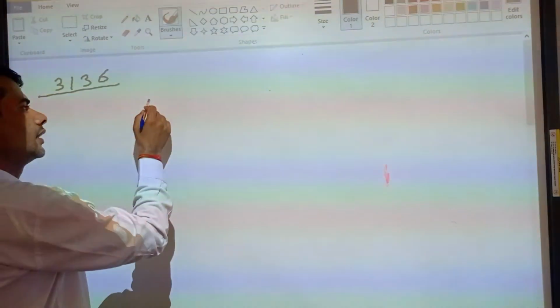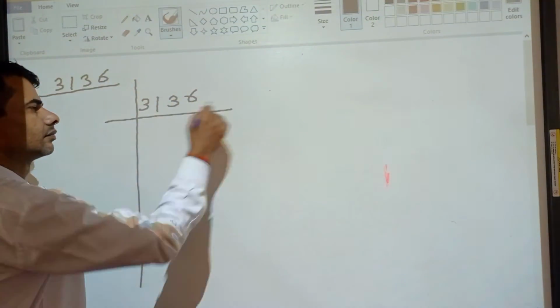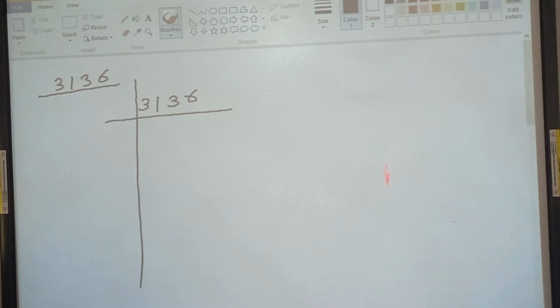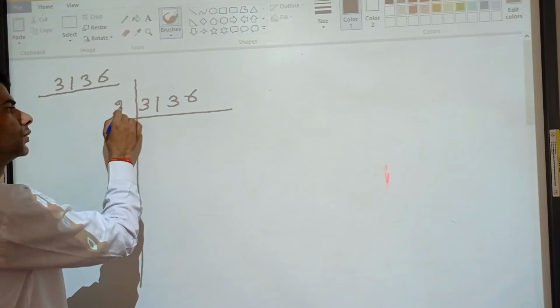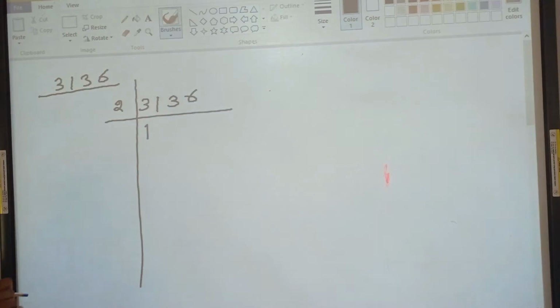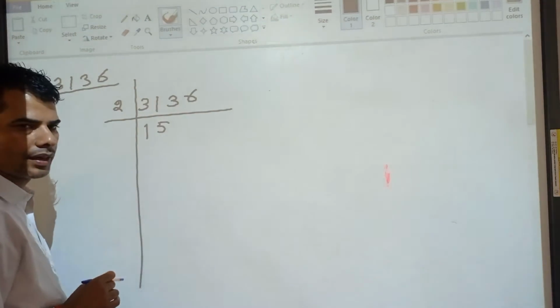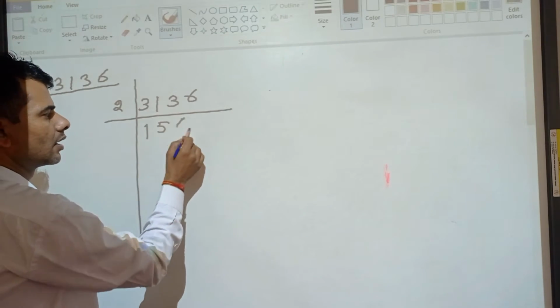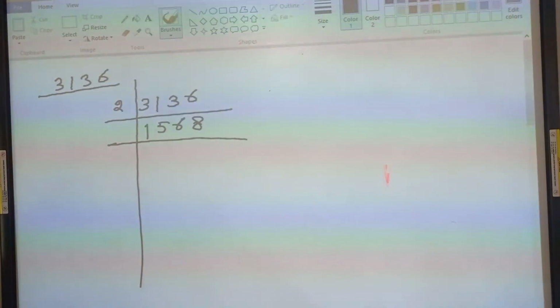3136. Now, 2 1s are 2, 1 remainder. 2 5s are 10, 1 remainder. 2 6s are 12, 2 8s are 16. No doubt. Yes.